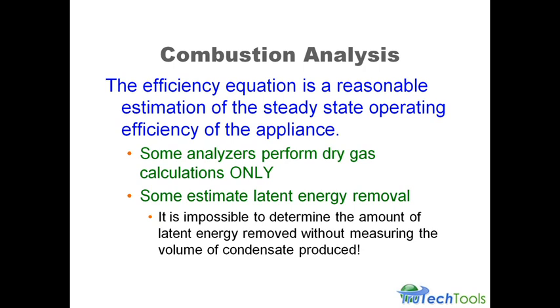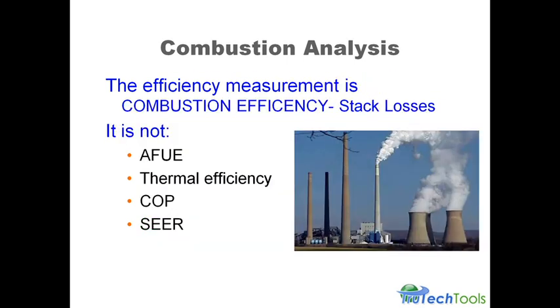We know with gases, once we get below the dew point temperature and we know we're condensing, we don't know, though, how much we're condensing. So when we say it's a reasonable estimation of the steady state operating efficiency, we know how far we are below the dew point. We know we're removing moisture. We know the further we are below the dew point, the more moisture we're going to remove. But is it a scientific perfect measurement of the amount of heat coming out? No, it's not. It can't be, because we can't measure that volume of condensate.